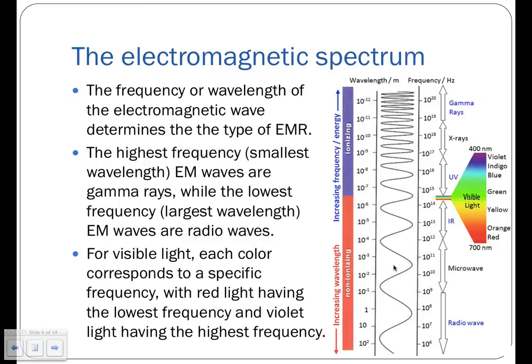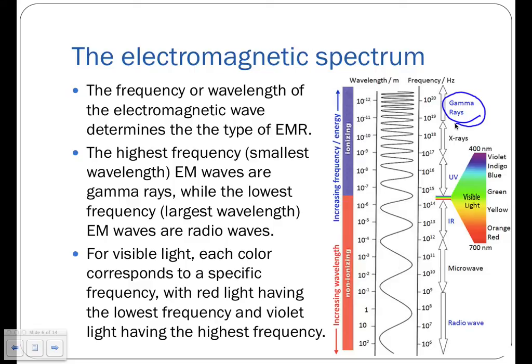Now, the reason it's important to know about frequency and wavelength is that the frequency or wavelength of an electromagnetic wave determines the type of electromagnetic radiation. Whether it's a gamma ray or an X-ray or visible light or microwaves or radio, that's determined by the frequency or the wavelength, because each frequency for a particular speed has a given wavelength. The highest frequency waves, that is, those with the smallest wavelengths of electromagnetic rays, are gamma rays.